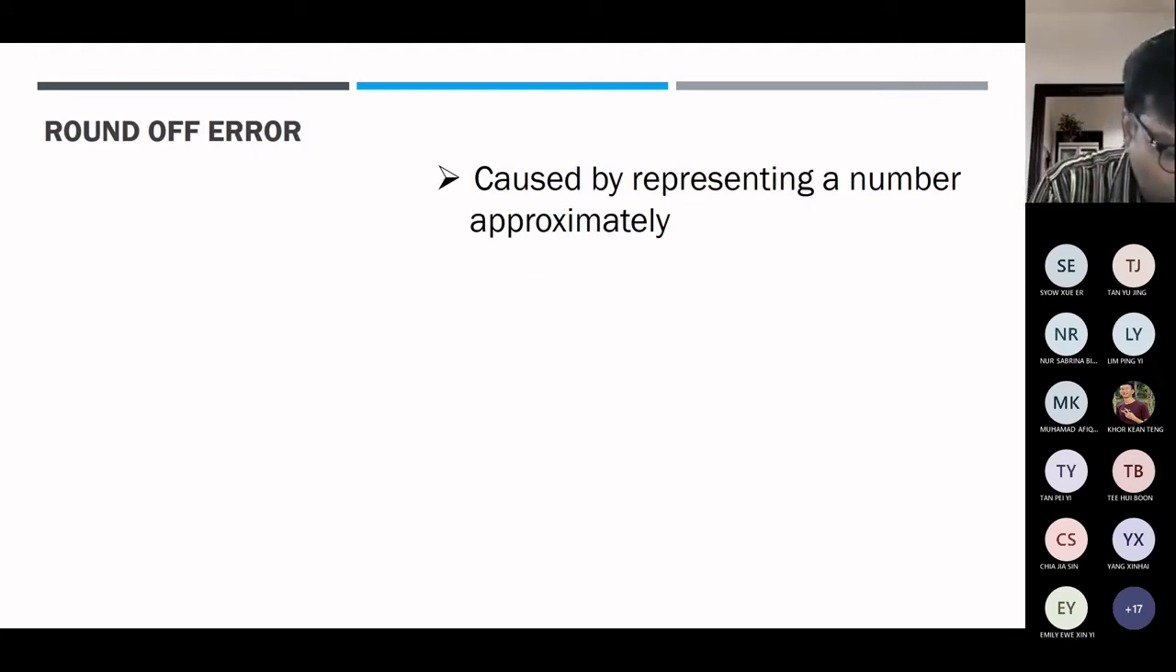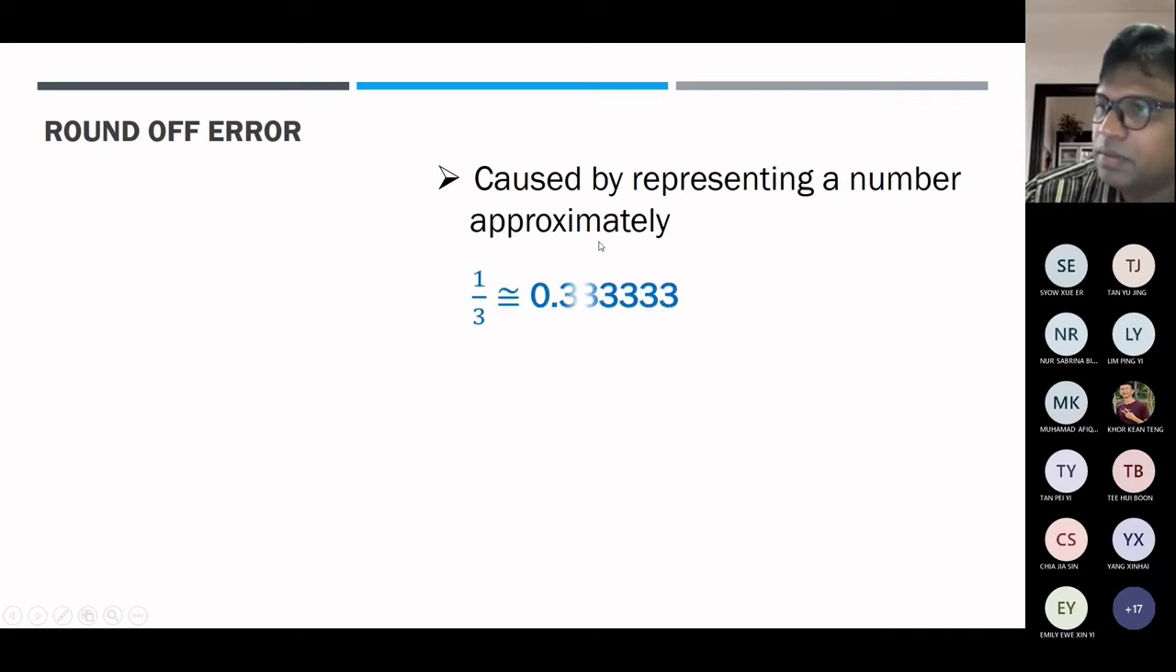What do we call the round off error, when does it happen, and how are we going to determine those values? Usually it is caused by representing a number approximately. For example, if it is 1/3 and you convert it into decimal numbers, it's 0.333333, six decimal places. But this is not as accurate, since we only show six decimal numbers.